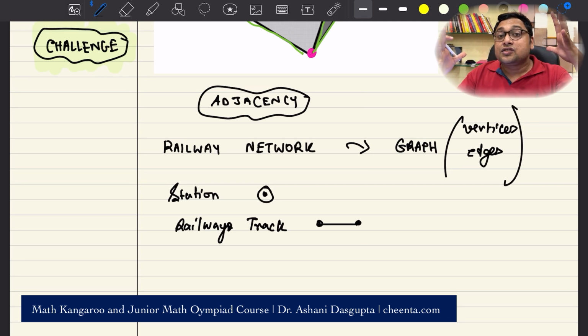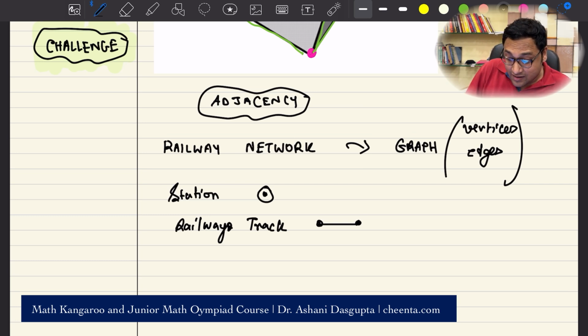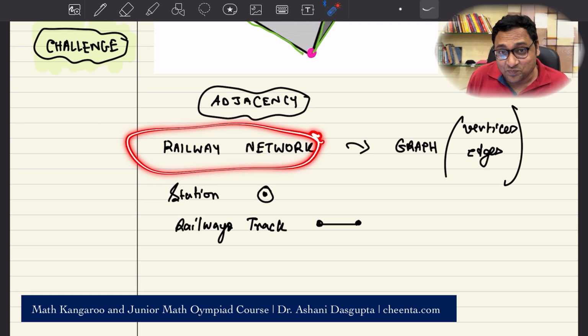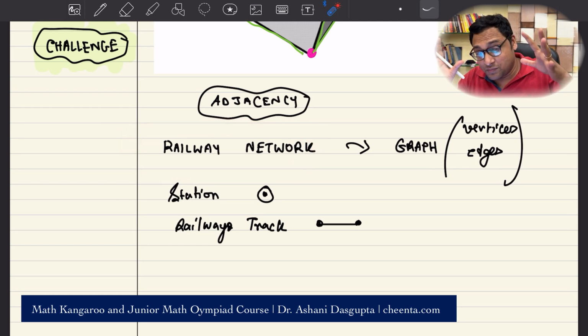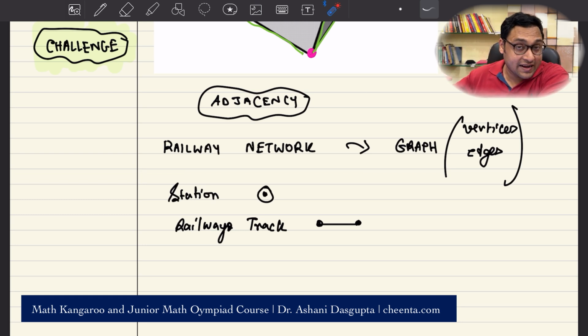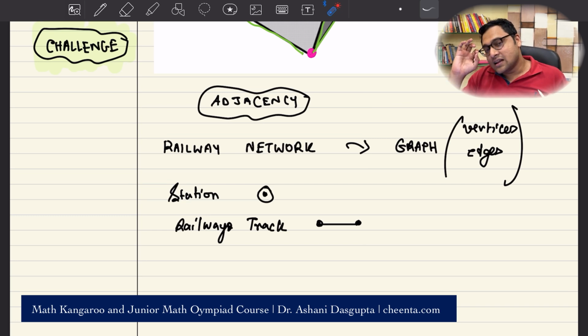So if you are able to understand the mathematics behind graph theory, you might be able to run railways efficiently. Okay, so there is a lot of connection between this abstract part of mathematics and real world applications. In fact, I remember one of the students at Cheenta went on to use graphs to describe knowledge and write a research paper on it. It was very beautiful. Maybe in some other video I can talk about it a little bit more, but just a hint that many real world problems are actually modeled by graph theory.